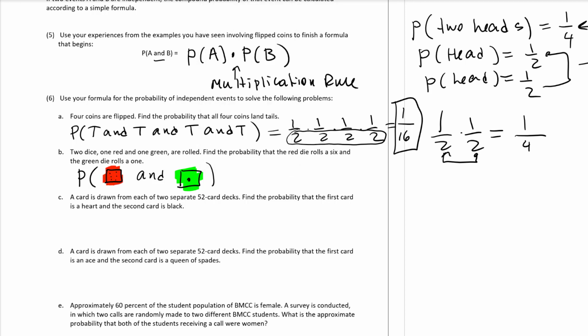Okay, so what's the probability of that? The dice are independent events. So what's the probability that it is a 6? What's the probability that it is a 1? And then take those two probabilities and multiply. I'll give you a moment.